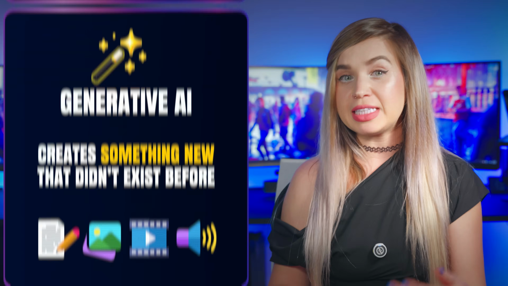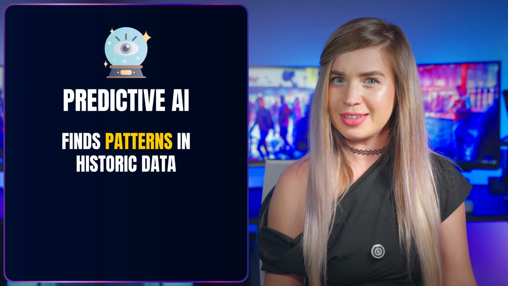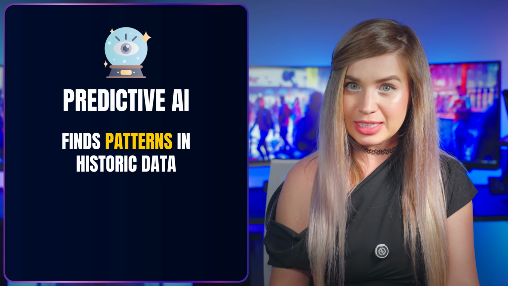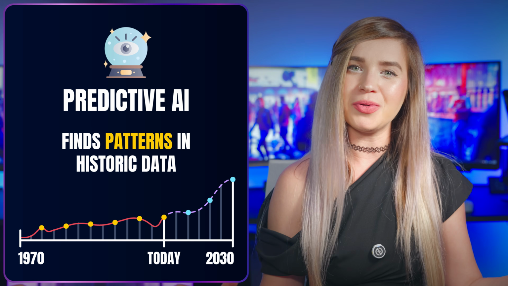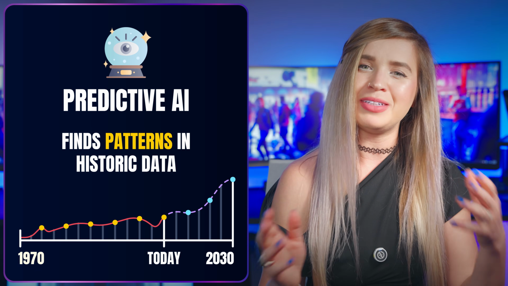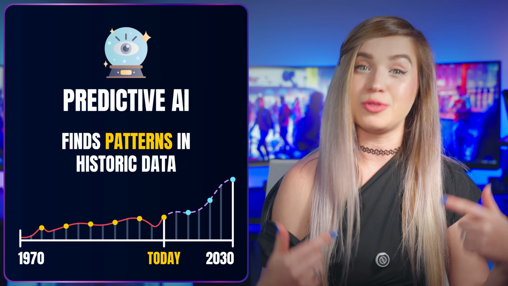We also have predictive AI that forecasts what will probably happen next. It doesn't create anything new, but it calculates probabilities and finds patterns in historic data. For example, given the house prices in my neighborhood all the way from 1970 to today, what will be the price of my house tomorrow?